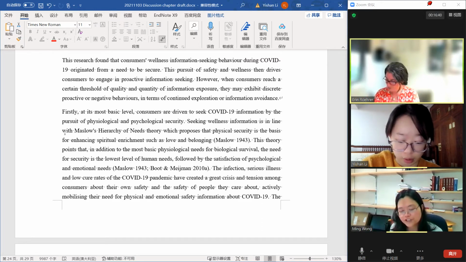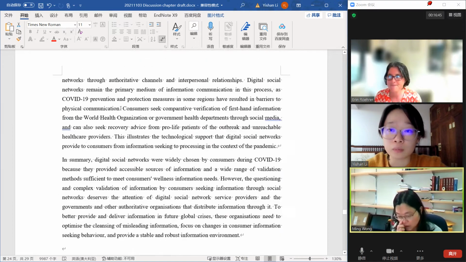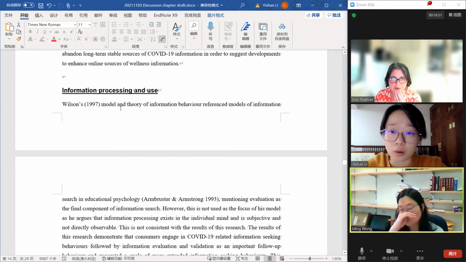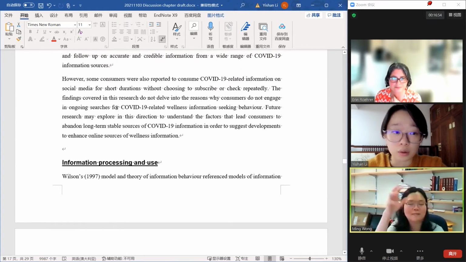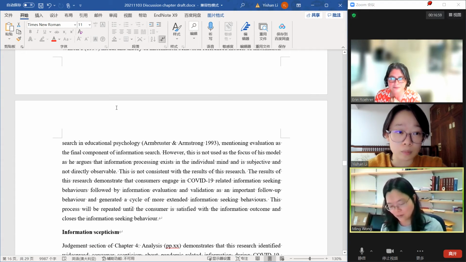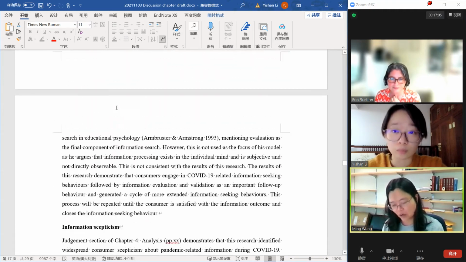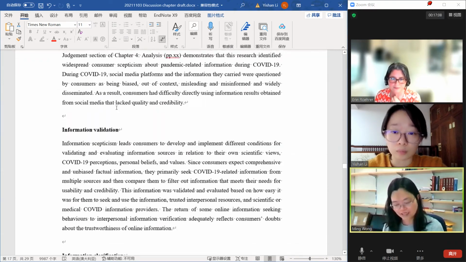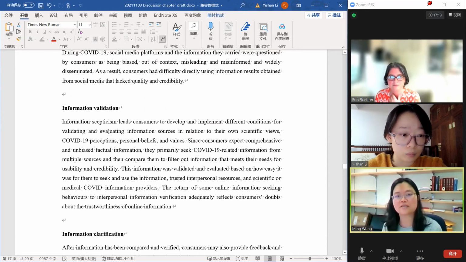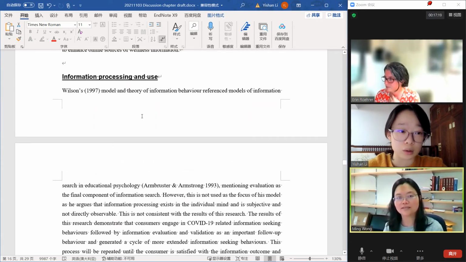Okay? Question, Ishan. In 5.2.1, your Wilson model, you've got information processing and use as one box. There are no sub-bits to it, if you like. But when you're talking about information processing and use, you've actually got things like skepticism, validation, clarification, and things like that. Has that been drawn out of your research as different from the model? Or are you adding more depth to the model that's there?